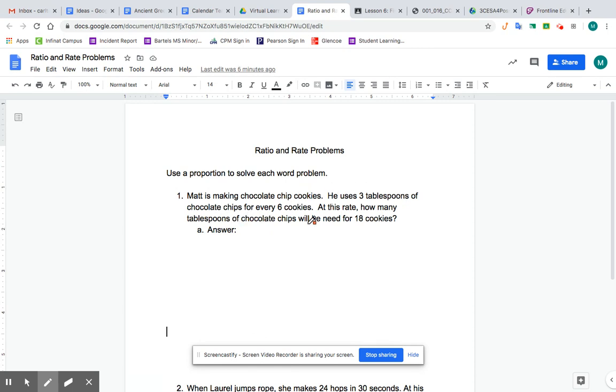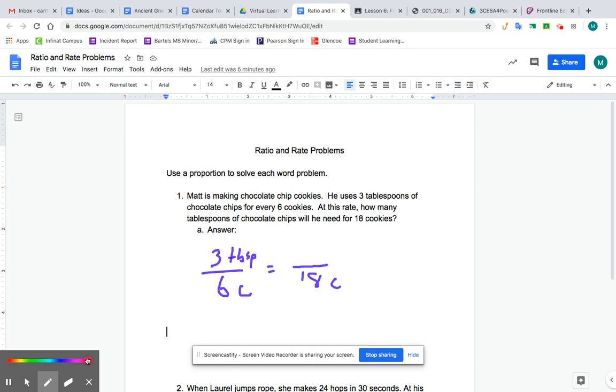So I'm going to use the 3 and the 6. That's going to be my first fraction. Now, I'm also going to label it, all right? So TBSP. And I'm labeling it because I need to make sure that I match up the labels with the numbers. So when I look at my second part of the question, I'm looking for 18 cookies. Well, since I put 6 cookies on the bottom, 18 cookies is also going to go on the bottom.